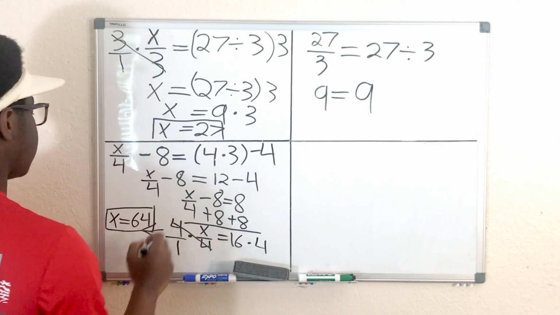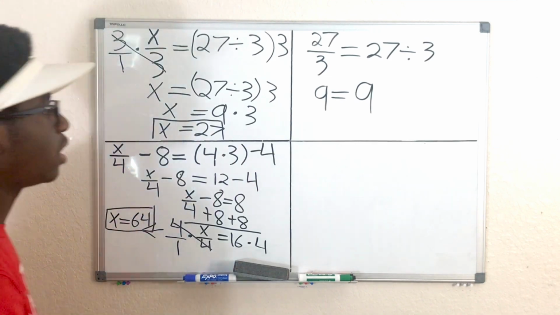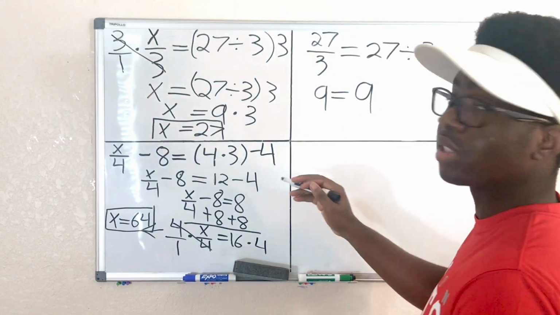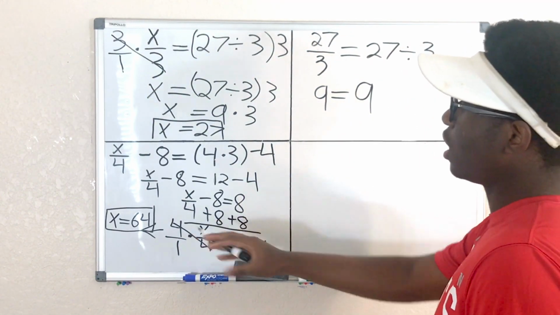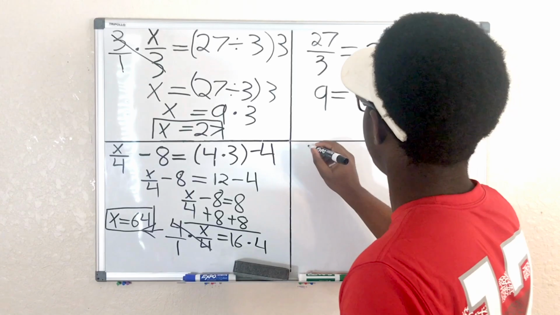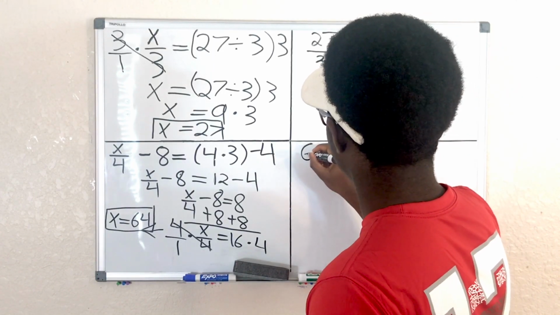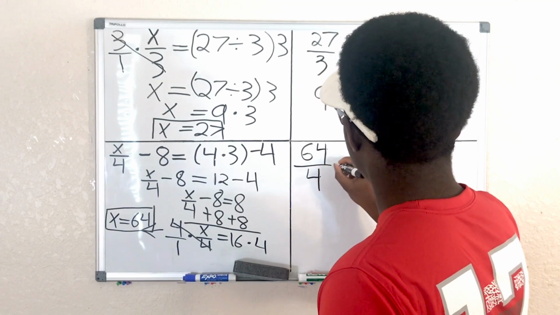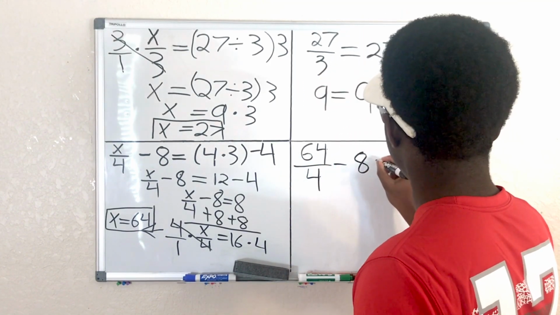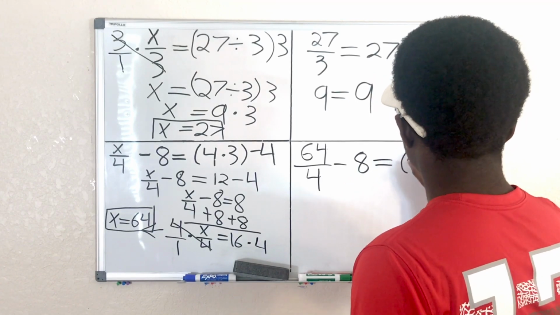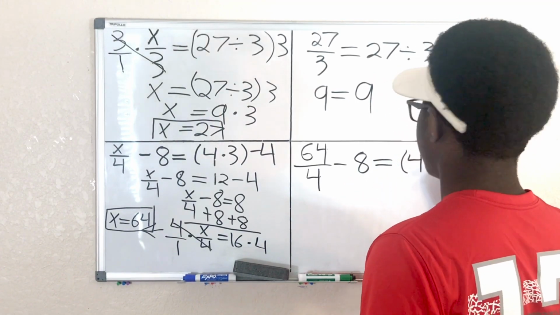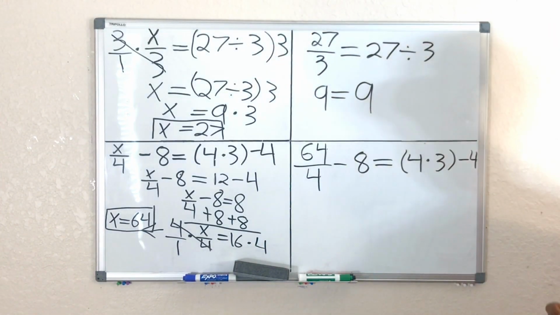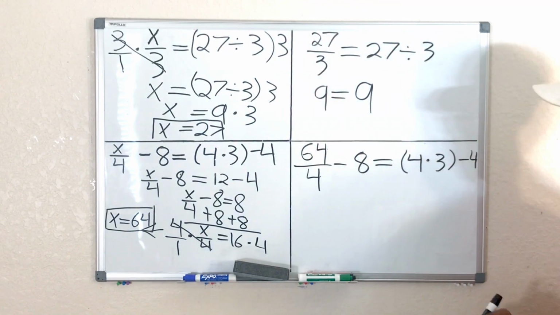Box your answer. X is equal to 64. Now let's move it over here to this side. Now we can solve this equation since we have what X is equal to. So we're going to have 64 over 4 minus 8 is going to be equal to 4 times 3 minus 4. So again, if you think you can solve this, go ahead and solve it. In other words, let's move on.